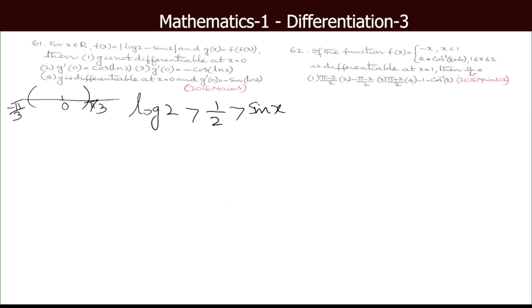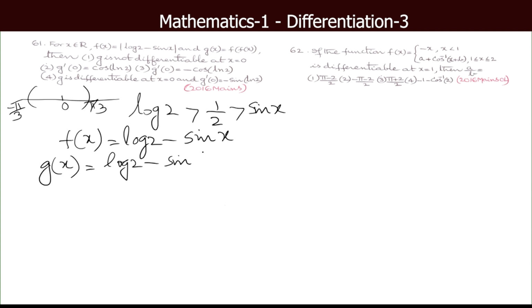So, mod log 2 minus sin x is same as log 2 minus sin x. So, therefore, you can remove the modulus sign, because in this neighborhood log 2 is always greater than sin x, log 2 minus sin x is always positive, and g(x) is f of f(x). F of f(x) means f of log 2 minus sin x, that is the composite function f of f(x).